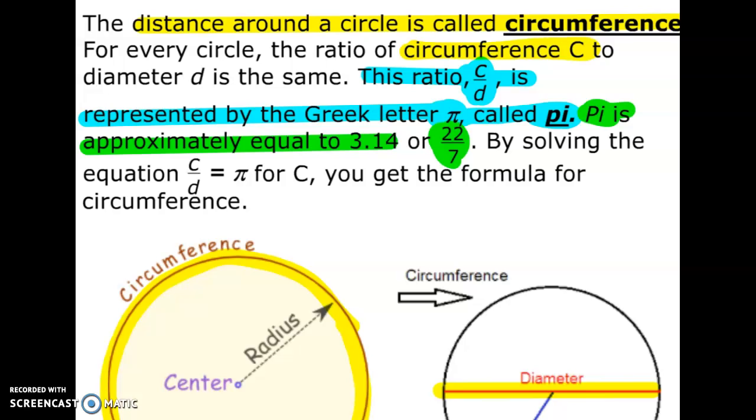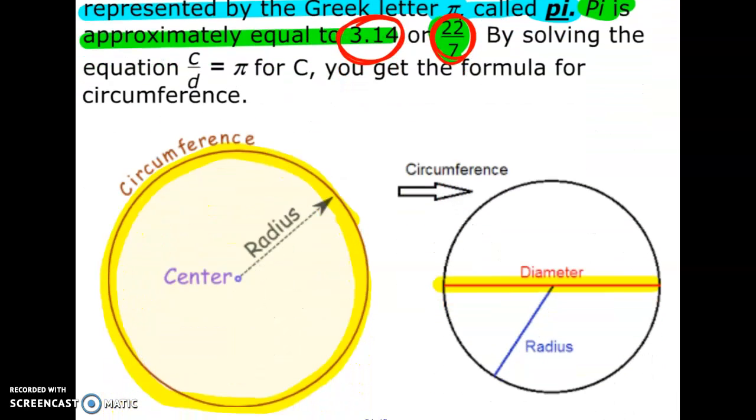Now, even though your calculator more than likely has a pi key on it, when we are working with our problems today, we're either going to use 3.14 or 22/7. Don't use the pi key, because then you get super long answers that you have to end up rounding anyways. Okay, so some key definitions for today. Circumference: the distance around your circle. Diameter: all the way across your circle going through the center.